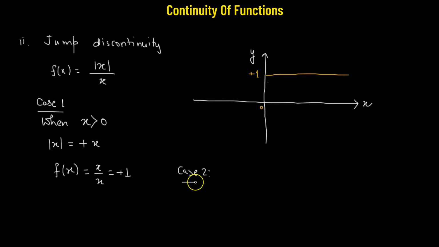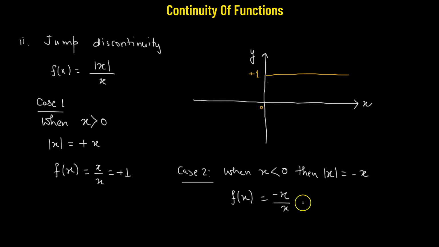In case number 2, when x is less than 0, or negative, the absolute value of x is simply negative x. In that case, f of x equals negative x divided by x, which gives us negative 1. So our function has a value of negative 1 for values of x less than 0. However, if we ask what is the value of this function at the origin, there will be an ambiguity, because it can be either plus 1 or negative 1.